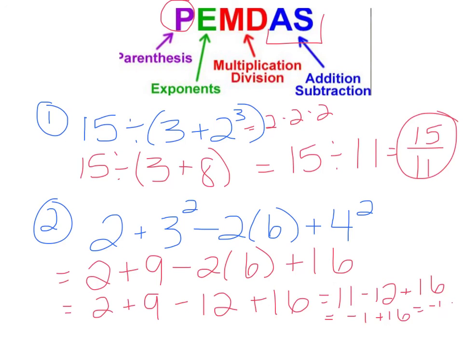positive 15. So your answer for that would be positive 15. Notice how I just went one step further each time. I didn't do the 2 addition parts and then subtract them. I did addition, subtraction, and then addition again.